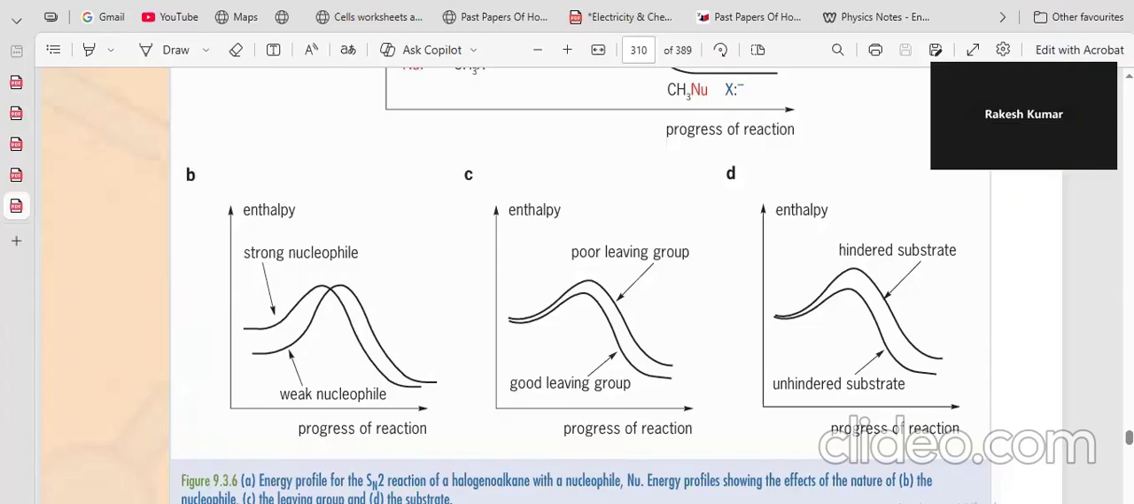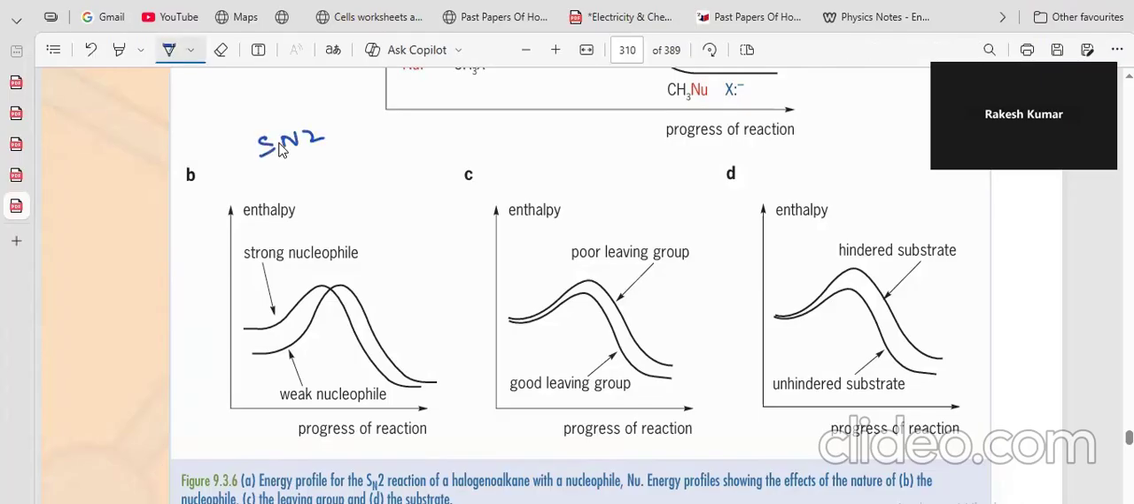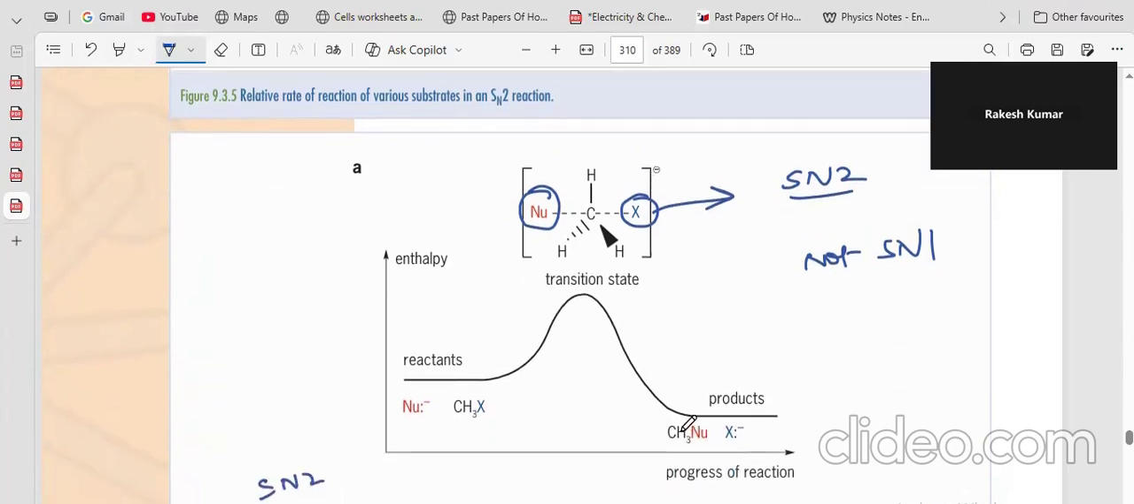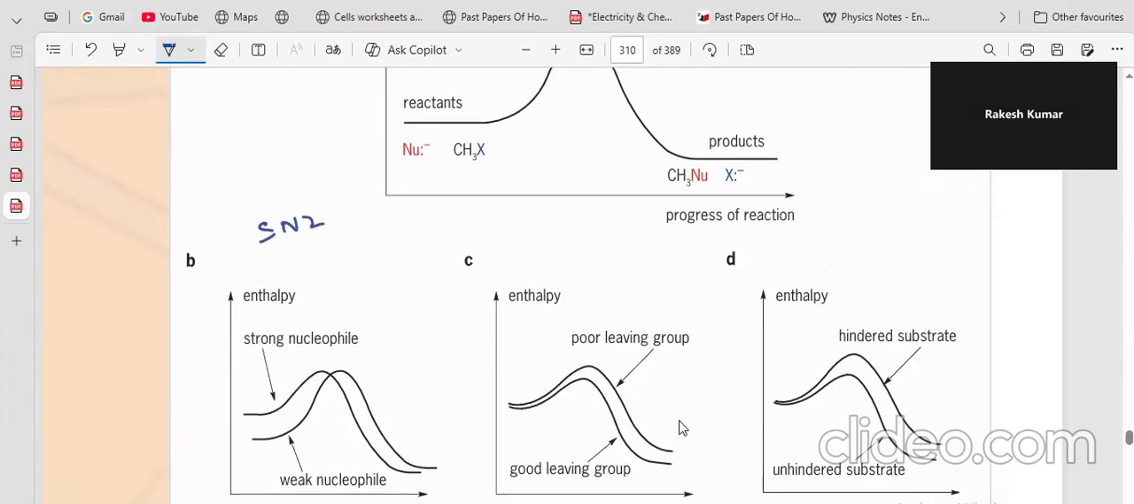Look, there are nucleophilic reactions: SN2 and SN1. SN2 is when both of them are connected, right? So the nucleophile and the thing which is going to get substituted, or which will leave, both are connected at the same time. So there are three things which affect these kinds of reactions. I'm talking of SN2, not SN1. SN1 is different.